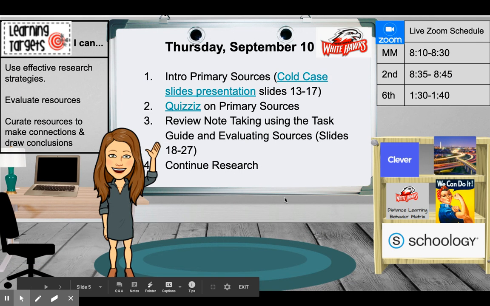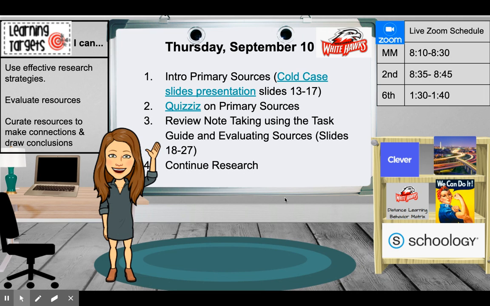Here's the agenda for Thursday, September 10th. Again, today we are working on that cold case research project. Today we're going to start by going over the difference between primary and secondary sources.